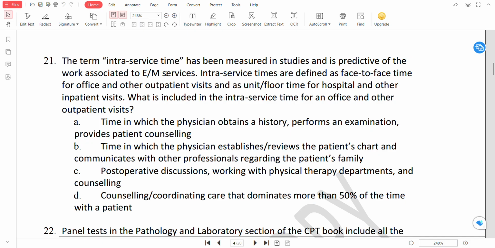The term intra-service time has been measured in studies and is predictive of the work associated to E&M service. Intra-service times are defined as face-to-face time for office and other outpatient visit and as unit flow time for hospital and other inpatient visit. What is included in the intra-service time for an office and other outpatient visit?